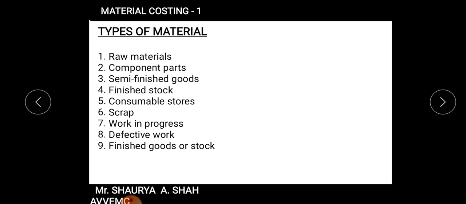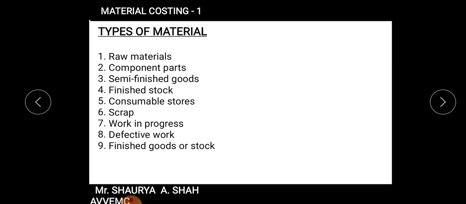Next is your component part, right? Now when a final product is made out of two or more parts, that is two or more materials, then they are assembled, and for that assembly, the component parts are also required.